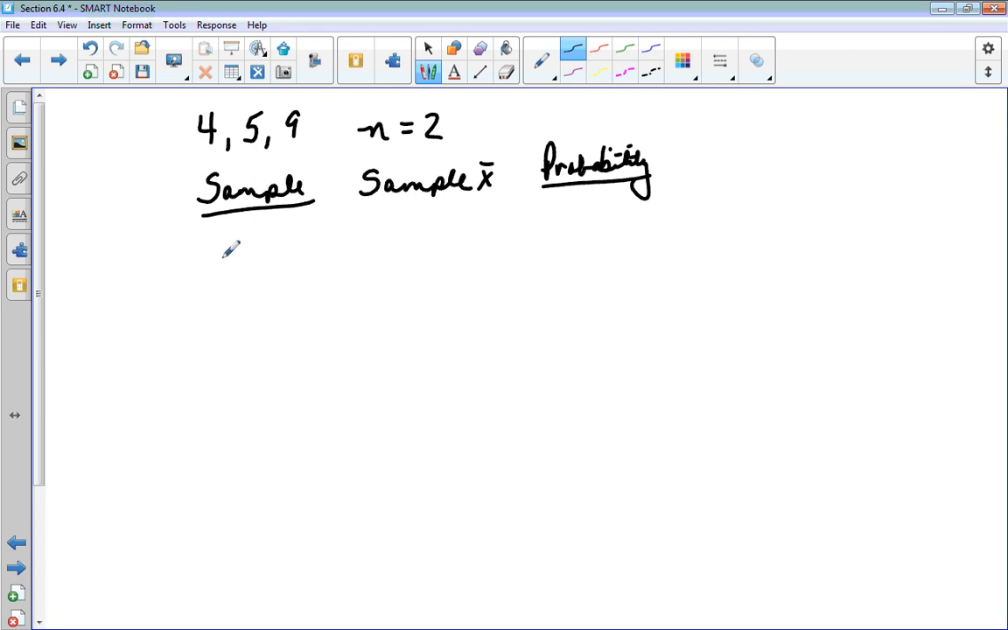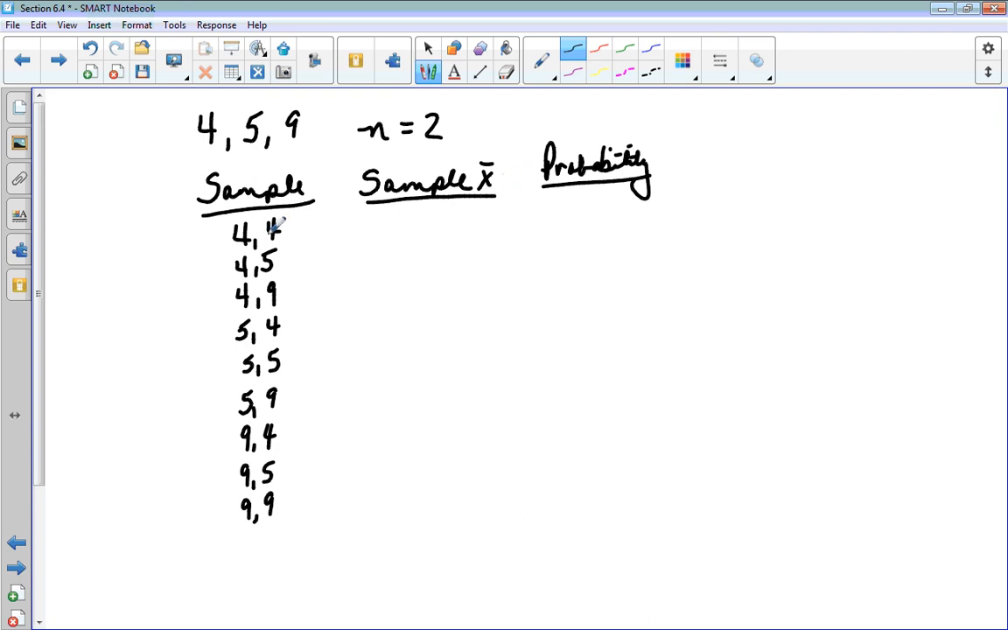So with replacement, remember, with replacement. My first one is 4, 4. Then I could do 4, 5. Then I can do 4, 9. Then I could do 5, 4, 5, 5, 5, 9, 9, 4, 9, 5, and lastly 9, 9. So I have that 4, 5, and 9 number. Remember, I'm going to pull samples with replacement, and I'm going to write down my sample space of every possible sample.